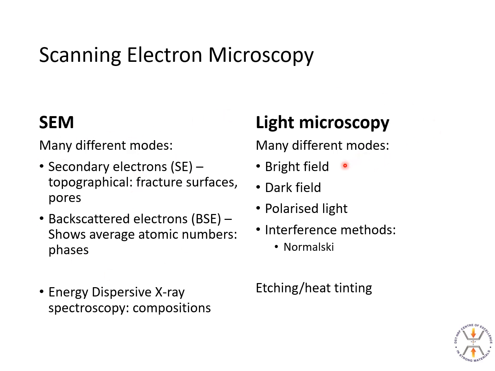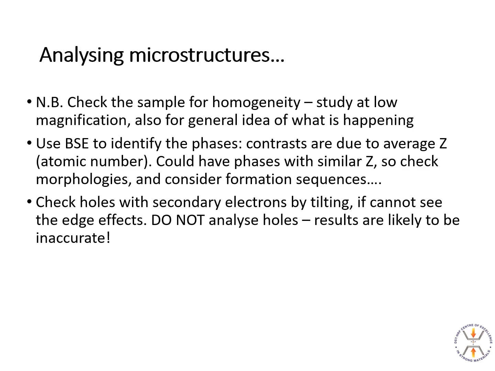But you can do absolutely amazing things with light microscopy and with different etching. And the interference methods and polarized light can also tell you something about the structures, whether those particular phases are isotropic or anisotropic. So light microscopy is still a very powerful tool.